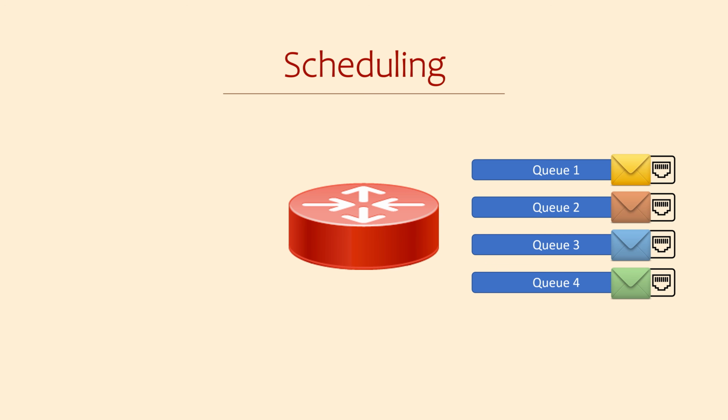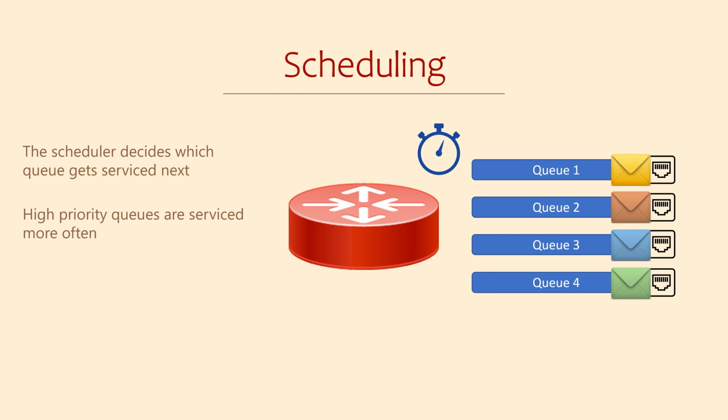So what happens when there are many packets spread among different queues? How does the router decide which packet to send next? A component called the scheduler handles this. The scheduler looks at the priority of each queue and will decide which queue to service next. And that gets to the heart of how QoS prioritizes traffic. The scheduler services a high priority queue more often than a low priority queue.